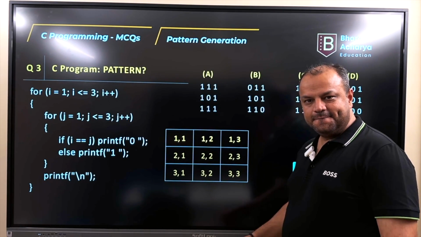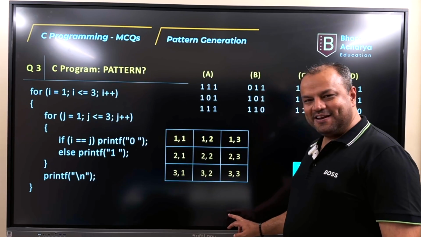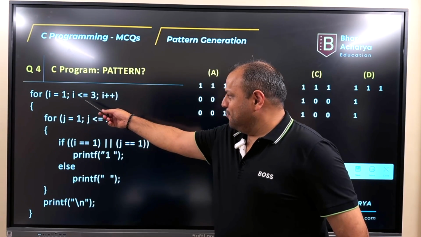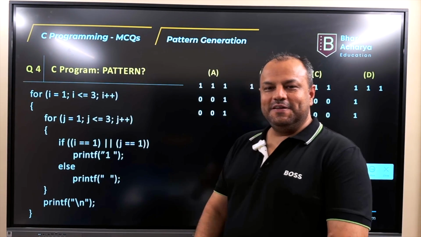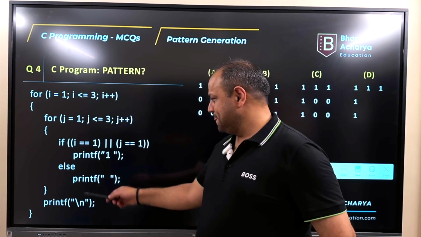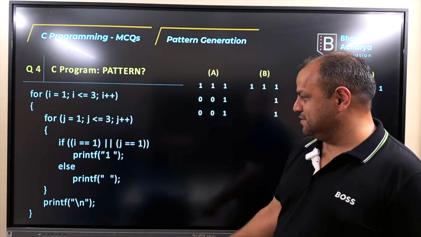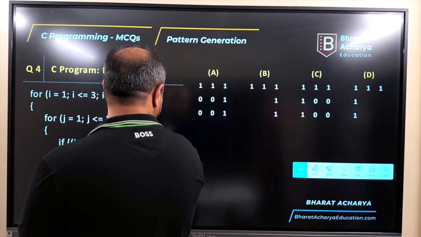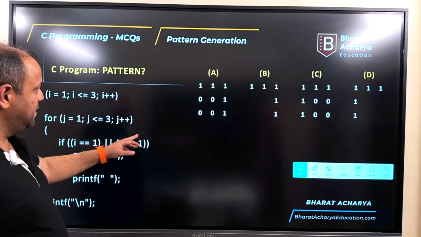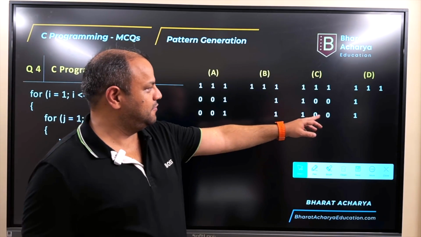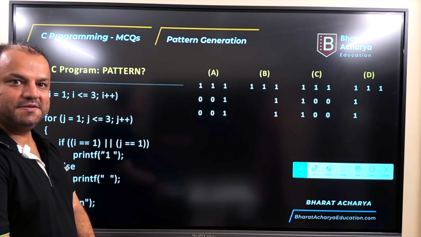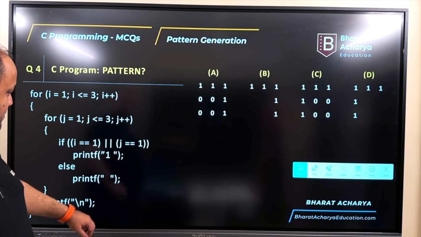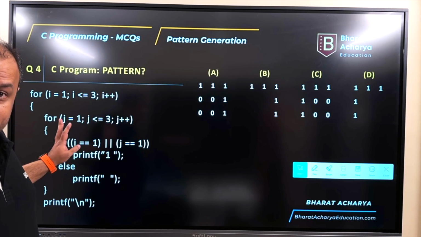One step ahead. You want a tougher question? A more tricky one? Come on, higher level. i goes from 1 to 3, j goes from 1 to 3. 3 rows and 3 columns. If i is 1 or j is 1, print 1, else print a dash. All 4 options are probable answers in terms of count. If i is 1 or j is 1, print a 1, else print a blank space.